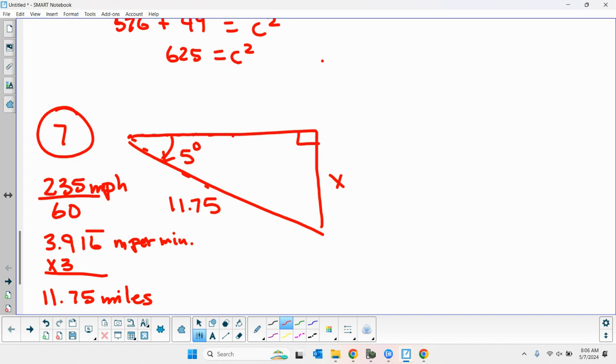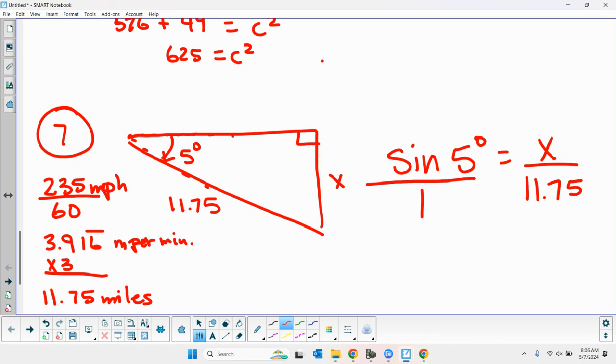Okay, so I have this angle, 5 degrees. Is x opposite, adjacent, or hypotenuse? Opposite, right? Straight across is opposite. 11.75, I already told you, is the hypotenuse. So which one has opposite and hypotenuse in it: sine, cosine, or tangent? Sine. So we're going to go sine of 5 degrees equals x over 11.75.